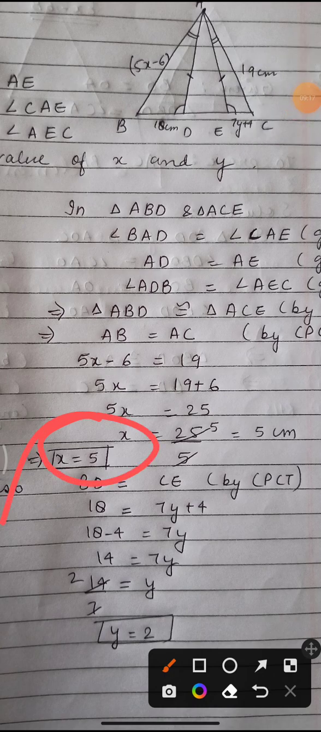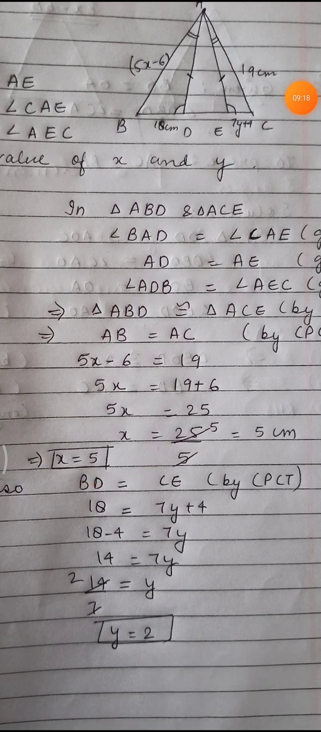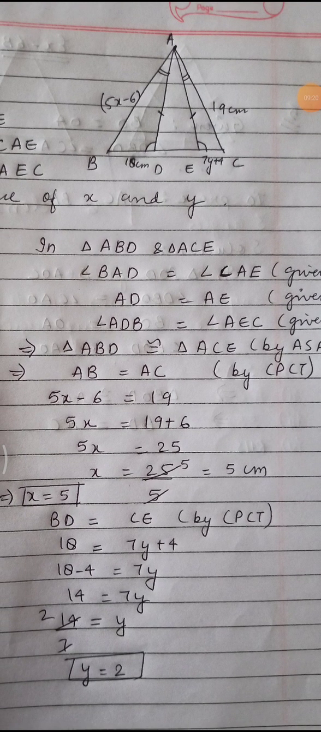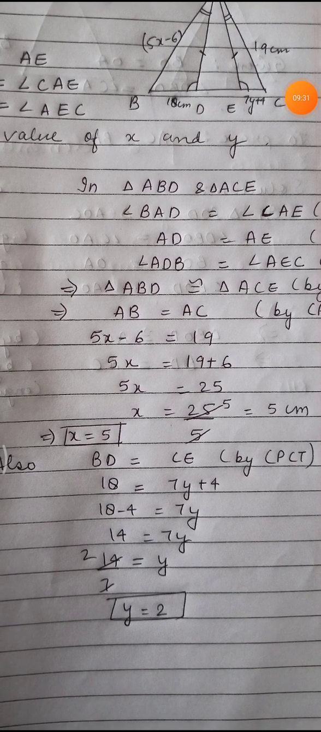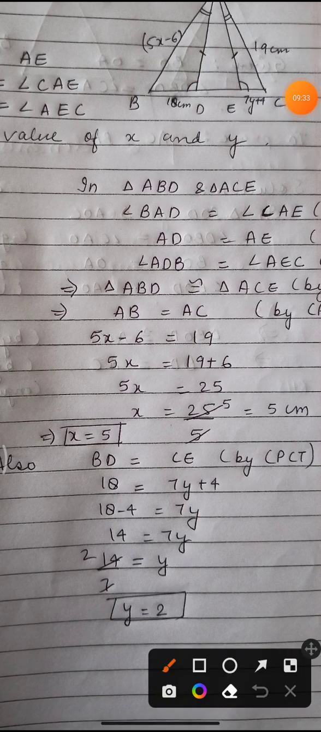Now we also have to find the value of y. In this triangle only, this line EC will be equal to DB. Why? Because these triangles are congruent. So the same we have done here. We have taken line BD equal to CE by CPCT. So put the value of BD, put the value of CE, and solve the equation, and you will get the value of y. This is how you are going to solve the question and the remaining parts of it.